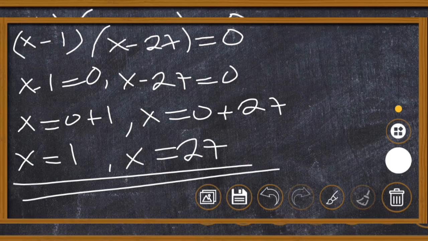So this is basically how we solve the given different logarithm functions. You first simplify them and then solve for the variable that is present.